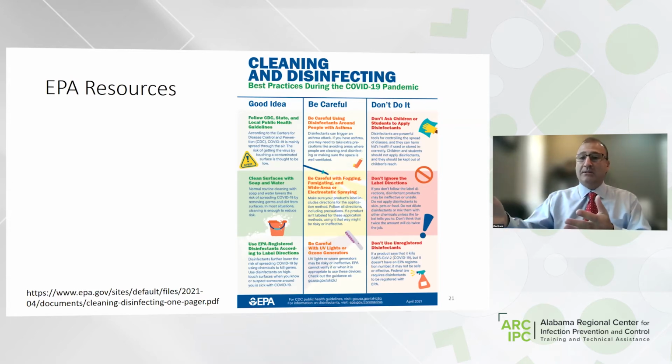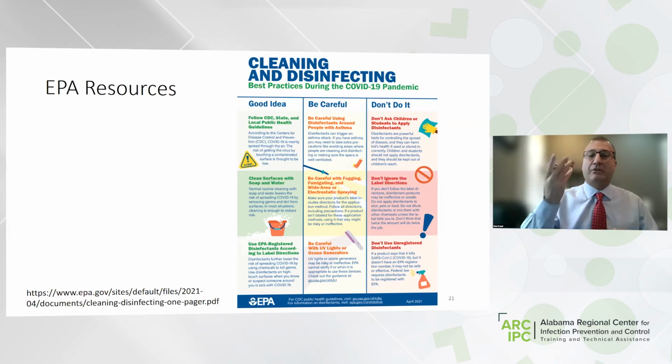The EPA has also provided a number of resources that you can use and download and post in your work setting or school setting, that could be a reference for people using these chemicals, such as, again, following the guidelines of the CDC, state and local public health, cleaning the surface with soap and water first, using EPA registered disinfectants according to the instructions. Be careful with people that have asthma when you use this. Be careful spraying these chemicals. Be careful fogging them.